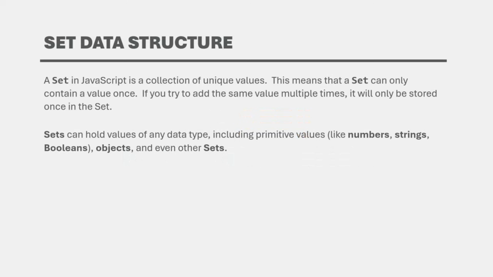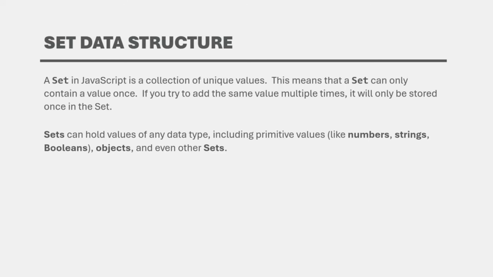A set in JavaScript is a collection of unique values. This means that a set can only contain a value once. If you try to add the same value multiple times, it will only be stored once in the set. And sets can hold values of any data type, including primitive values like numbers, strings, booleans, as well as objects, arrays, or even other sets.